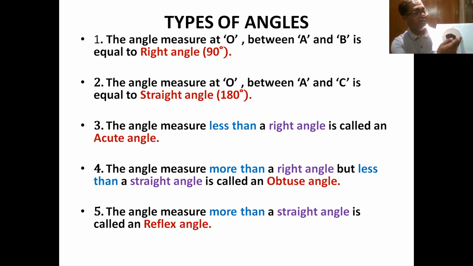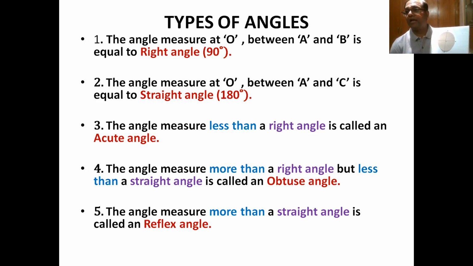Now see, the measure between A and B is 90 degrees, so it is called a right angle. Suppose I make an angle which is less than 90 degrees. See, you can see it is not crossing the line OB, so it is less than 90 degrees. So this angle will be called an acute angle. Its measure is less than 90 degrees or less than a right angle. So any angle whose measure is less than a right angle or less than 90 degrees is called an acute angle.